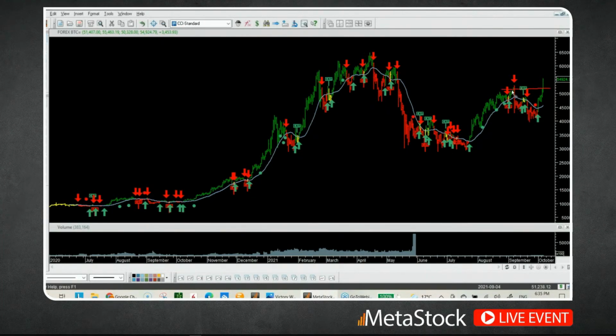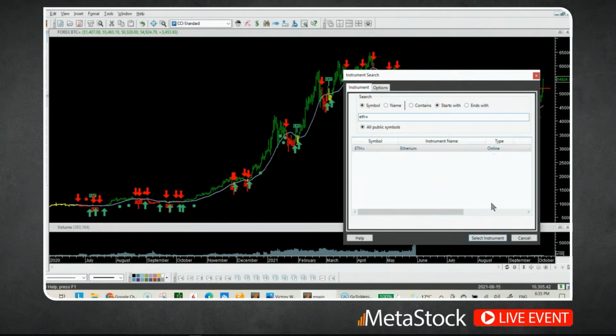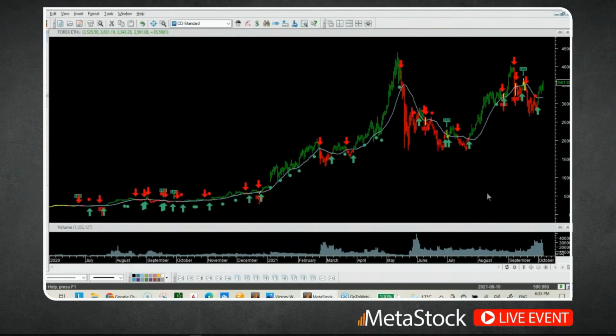Now, Bitcoin right now looks like it's on another run here, taking out this high here, encountering some resistance up here, but looks to have a lot of momentum and looks to be moving back to 65,000, if not higher right now. Ethereum looks extremely strong.